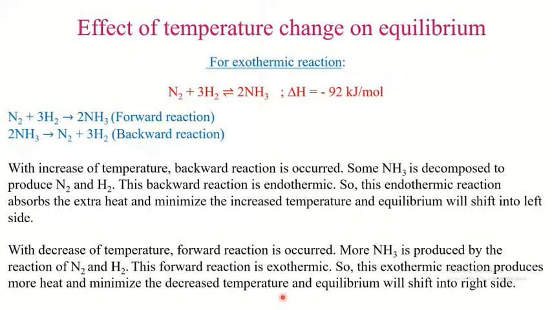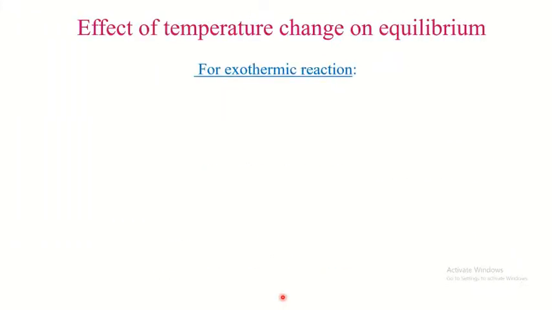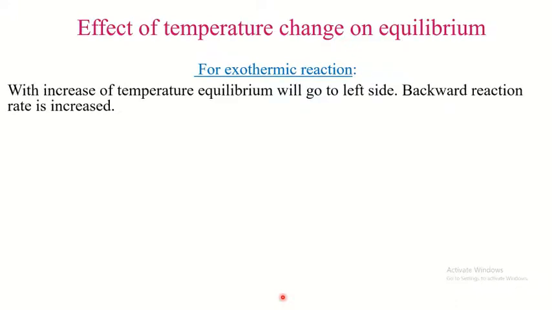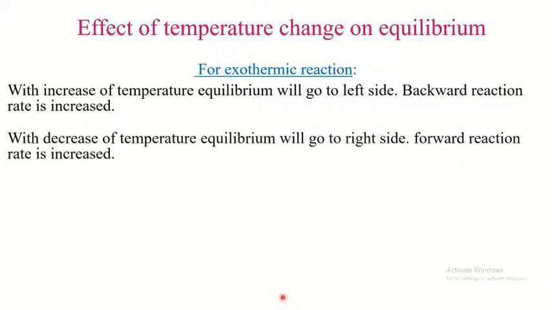I will give you another example that is also an exothermic reaction. For an exothermic reaction, we know with increase of temperature, equilibrium goes to the left side because the backward reaction rate is increased. And with decrease of temperature, equilibrium will go to the right side. That means the forward reaction rate is increased. Look, this is also an exothermic reaction because here also the value of delta H is negative.